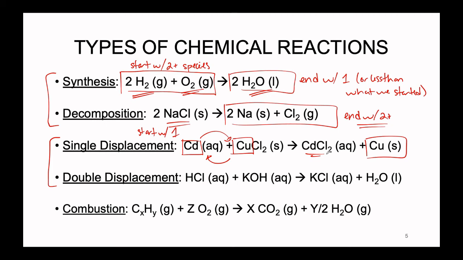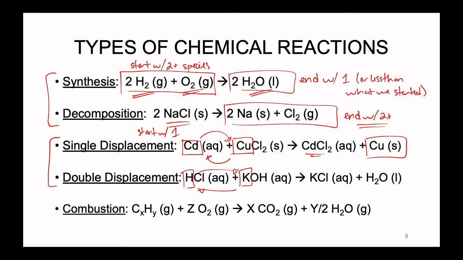Double displacement works pretty similarly, except there are 2 things now that are kind of swapping places. Like instead of just our copper being displaced, we now have 2 molecules. For instance, if we mix hydrogen chloride and potassium hydroxide, on the product side, we would expect to get a potassium chloride and water, or HOH. This is the result of taking the potassium and the hydrogen and swapping their places. So the potassium's being displaced from the potassium hydroxide, and the hydrogen is being displaced from the hydrogen chloride.